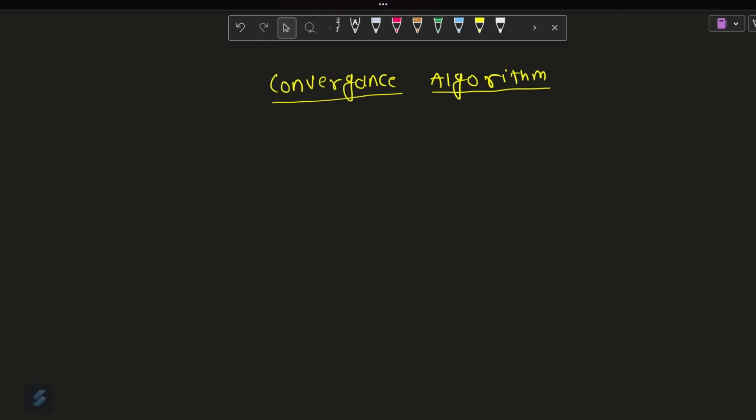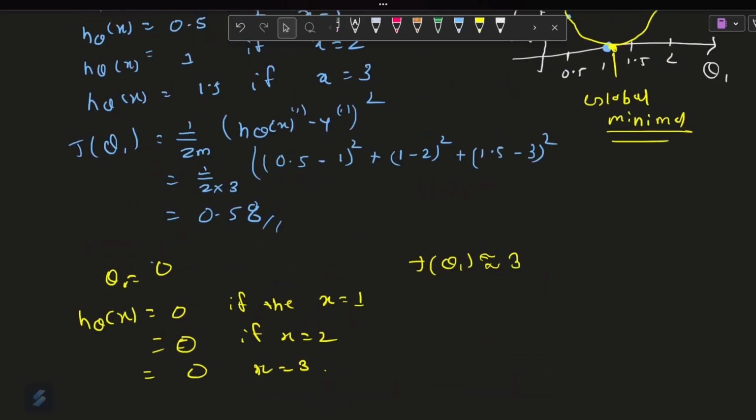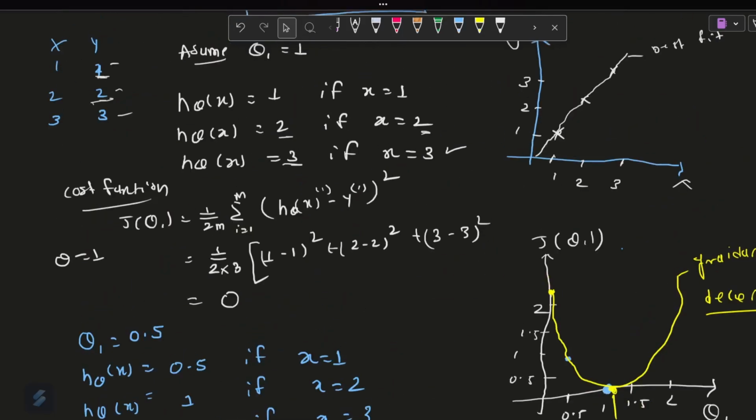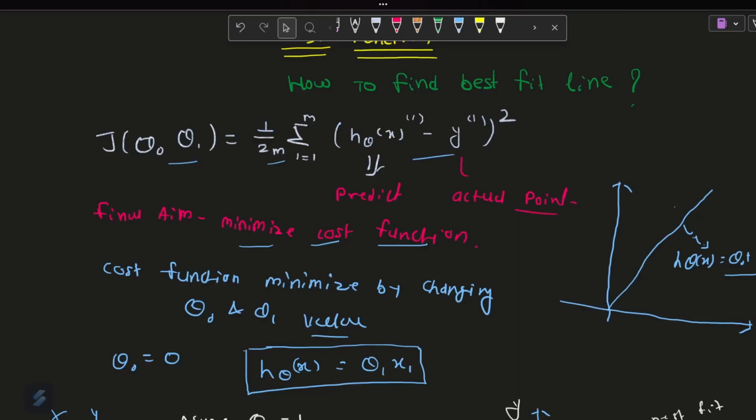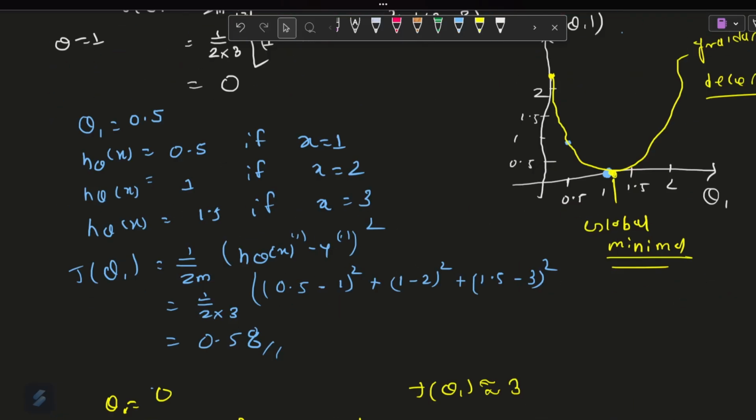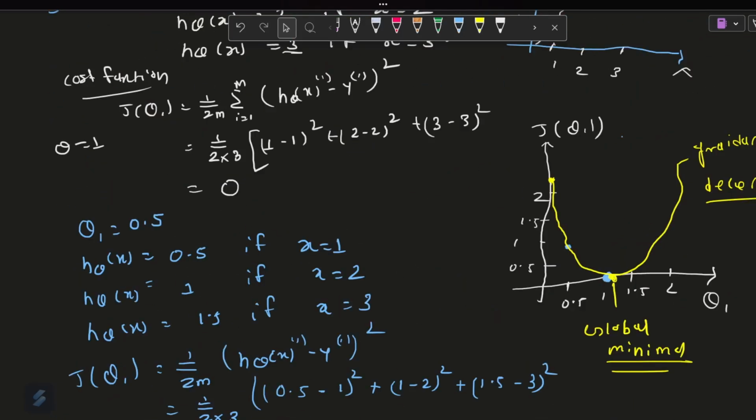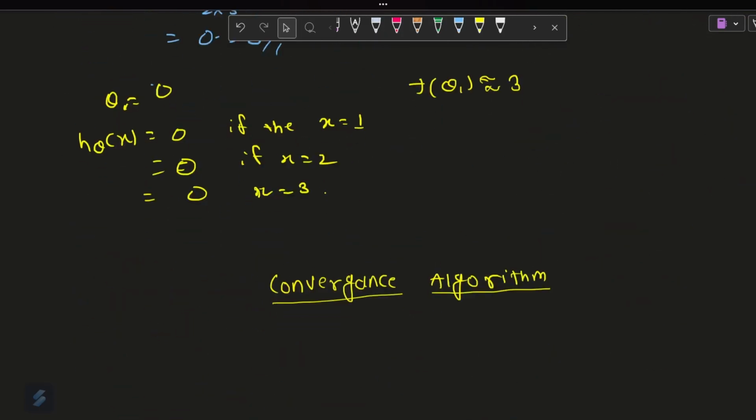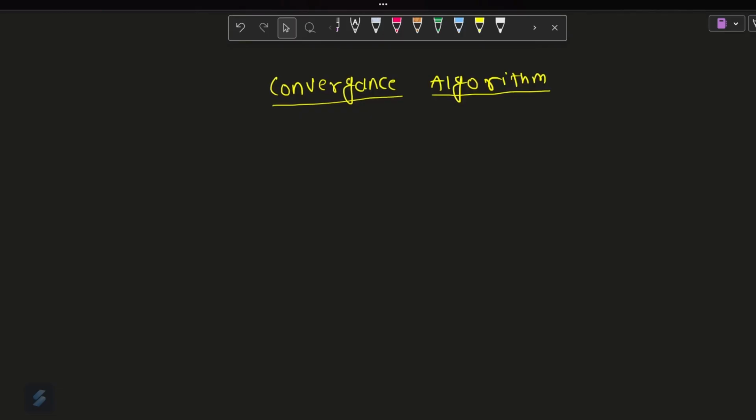We will understand what the convergence algorithm is. In the previous video, we understood how we get a best fit line, what simple linear regression is. But now that we have a best fit line, how do we change the theta value? In the convergence algorithm, how do we decide the value of theta? That is the question.